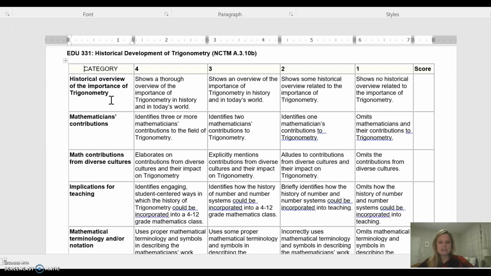Basically, if I said 3 pages, then you're looking at the historical overview maybe being a page, mathematical contributions a page, mathematicians' contributions a page. From diverse cultures, perhaps that's like 3/4 of a page. Implications for teaching, another 3/4 of a page. That takes you to 3.5. Maybe some of those are a little shorter, maybe a little longer, so you extend it to 4, but they don't need to be longer than 4 pages. Make sure what you do write is substantial and relevant. But remember, I'm looking for a broad overview here.